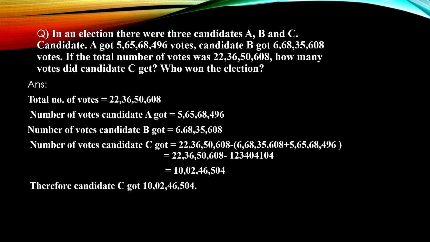Therefore, we need to write the votes candidate C got, and we just need to compare the three candidates' votes. The first candidate got 5 crore 65 lakh 68,496, whereas candidate B got 6 crore 68 lakh 35,608, and candidate C got 10 crore 2 lakh 46,504, which means who got the most votes? C. Therefore, candidate C won the election.